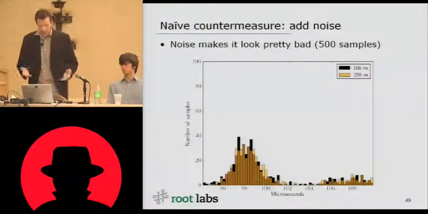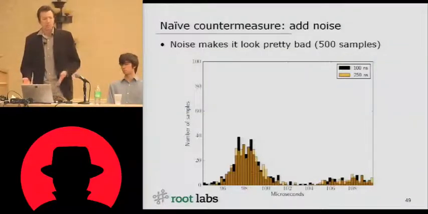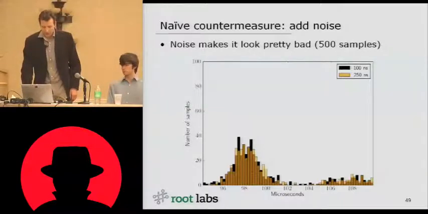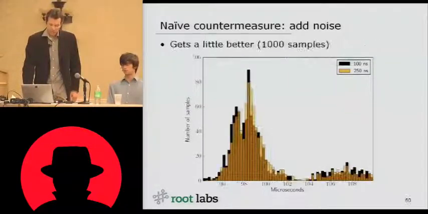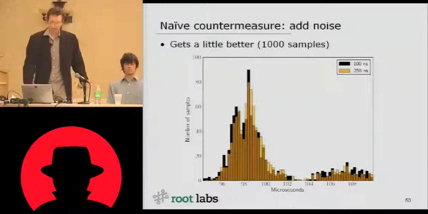So as you can see, this distribution looks pretty random. And more importantly, you can't distinguish the black from the yellow, right? There's a lot of overlap where it's brown, but there's no clear distinguishing factor. But let's just take some more samples. So while still adding noise, we increased it to 1,000 samples. As you can see, the distributions are starting to look more like they did originally.